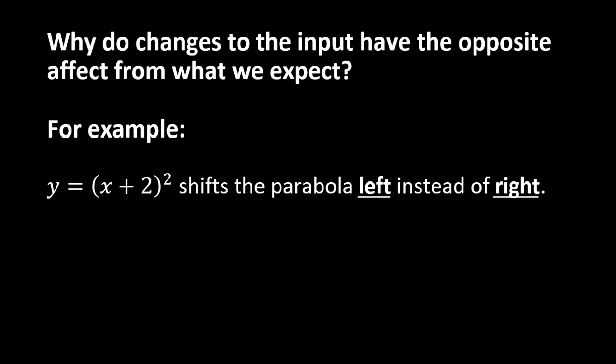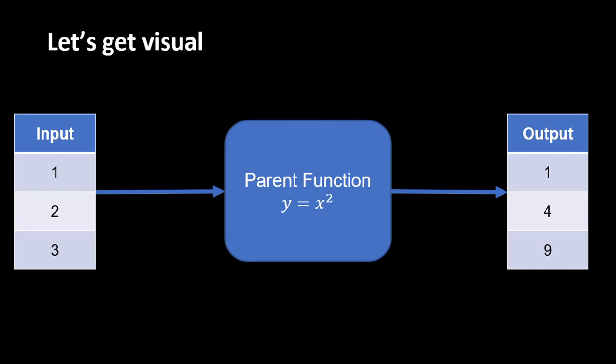Why do changes to the input have the opposite effect from what we expect? An important question, I believe, which explaining turned out to be a little bit more involved than I realized. In this video, we're going to look at some visuals to help us understand why this happens. For example, the function y equals (x + 2) squared shifts the parabola left instead of right. So let's take a look.